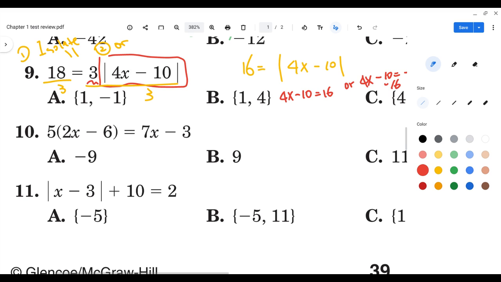So you solve each separately. 4x equal 26. Why did I say 26? It's 6. Oh my gosh. So 4x equal to 16. So x equal to 4. And then this one, plus 10 on both sides. So 4x equal 4, x equal 1. So your answer will be 1 and 4.